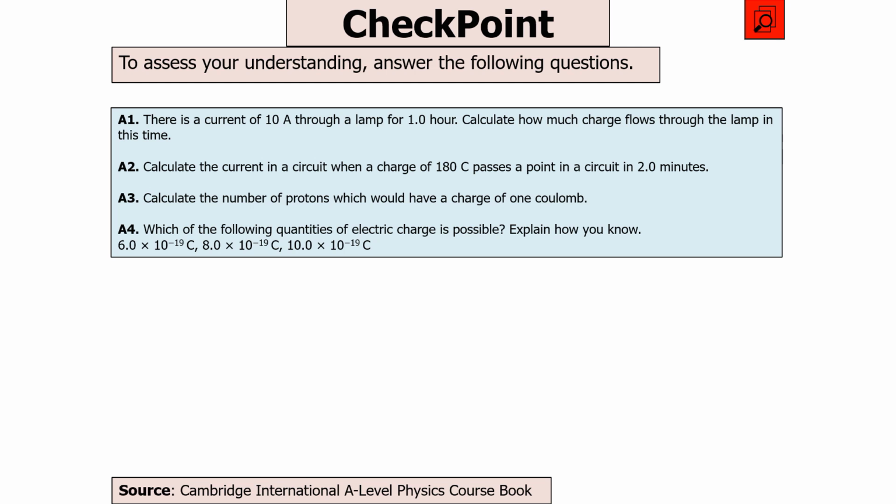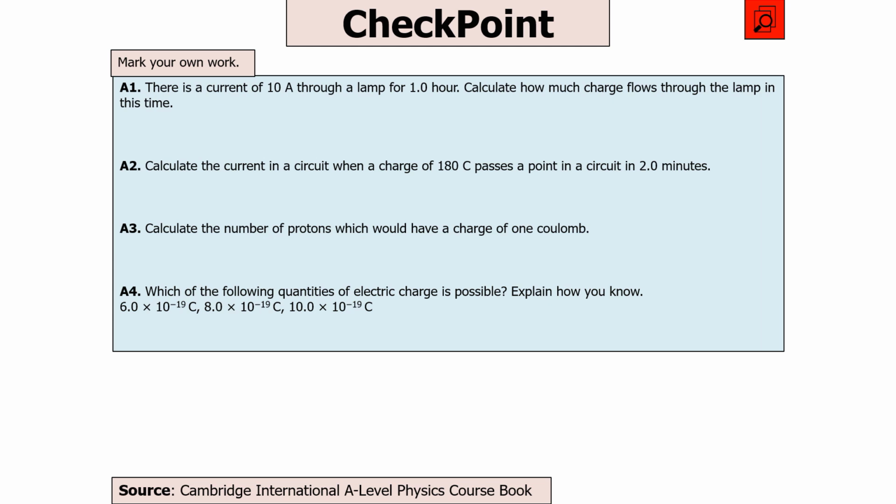Which of the following quantities of electrical charge is possible, and explain how you know this. 6 times 10 to the minus 19 coulombs, 8 times 10 to the minus 19 coulombs, and 10 times 10 to the minus 19 coulombs. So pause the video now, then unpause the video when you want to go through your answer.